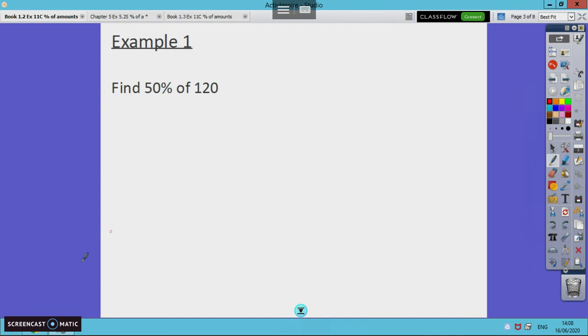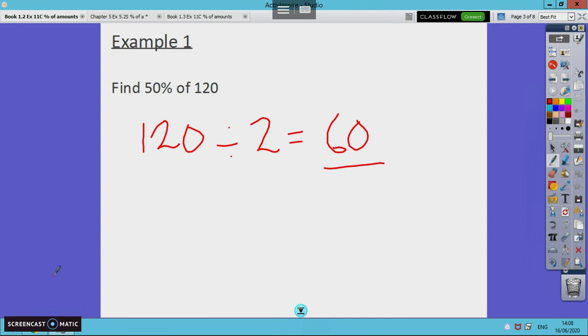Find 50% of 120. Well, we know to find 50%, we divide by 2, so we've just got to do 120 divided by 2, which is 60. And that's our answer, 60. So make sure you've got that written down. This should be really, really quick for us to do. Pause the video whenever you need to.